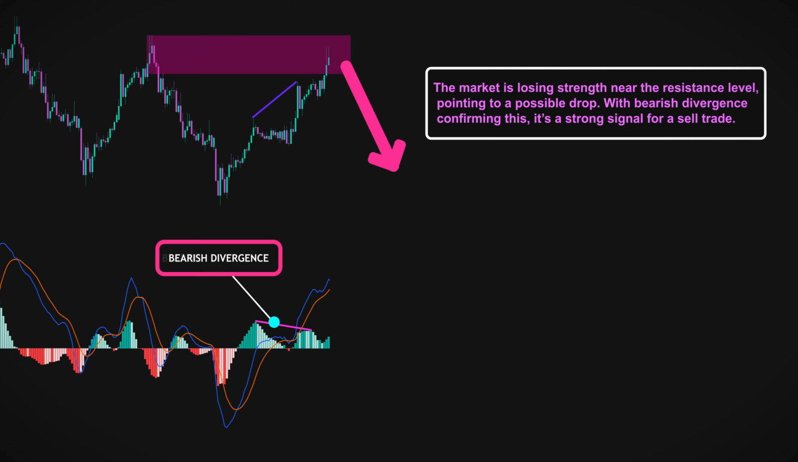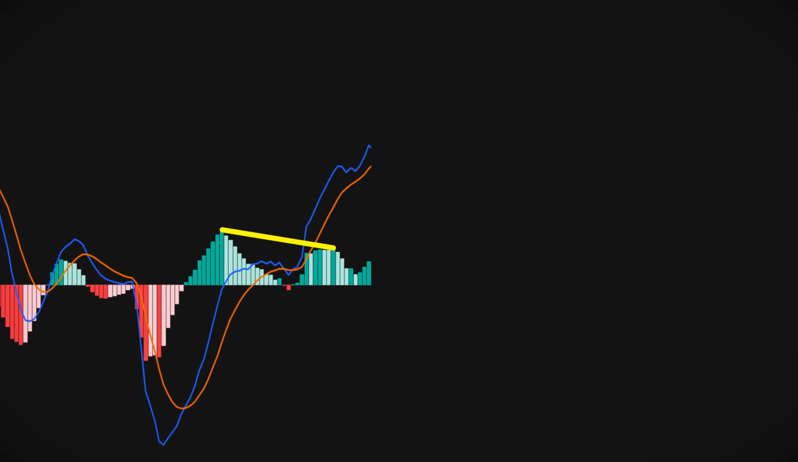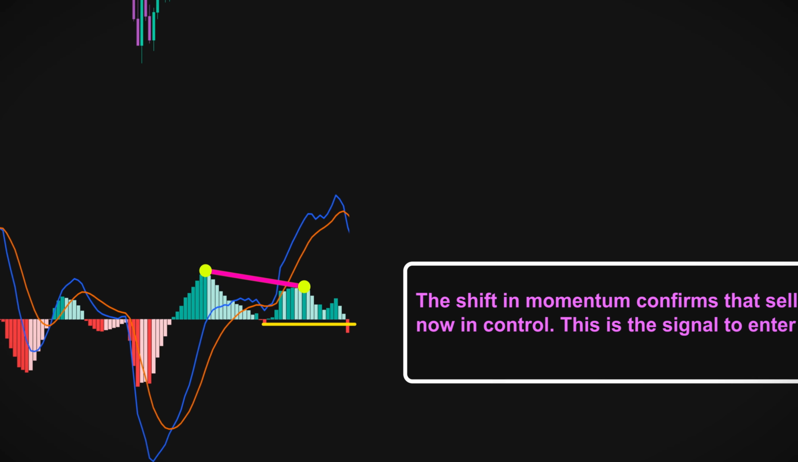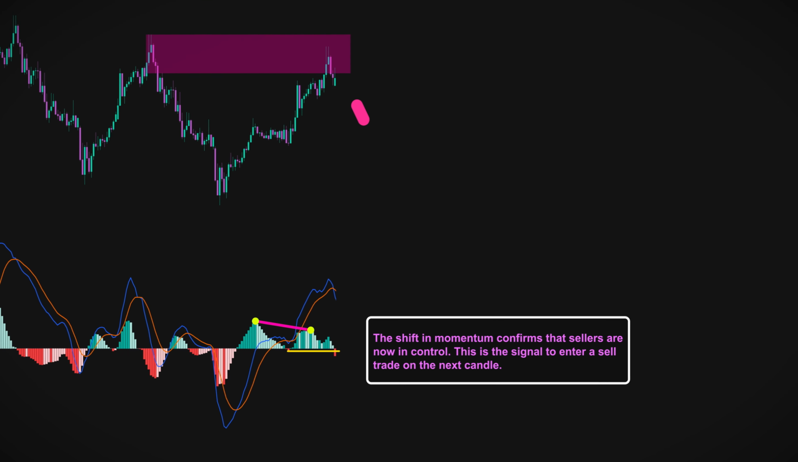With both the resistance level and bearish divergence confirming the setup, we now have a high probability trade, signaling a potential sell. To confirm the entry, identify the lowest point between the two peaks on the MACD histogram and draw a horizontal line at that level. When the histogram drops below this line, it confirms that selling momentum has overtaken buying momentum. This is the signal to enter the sell trade on the next candle.